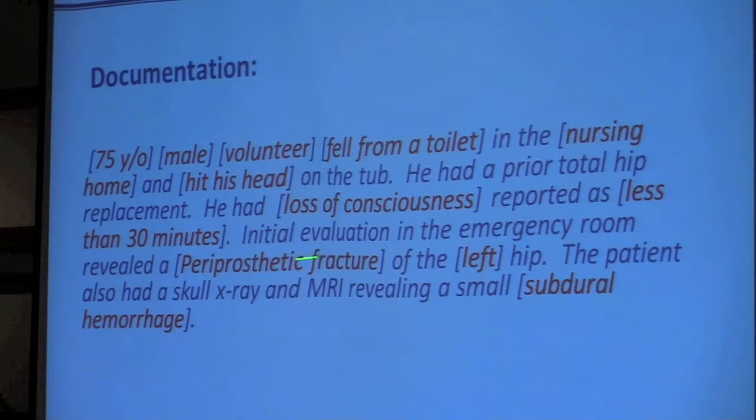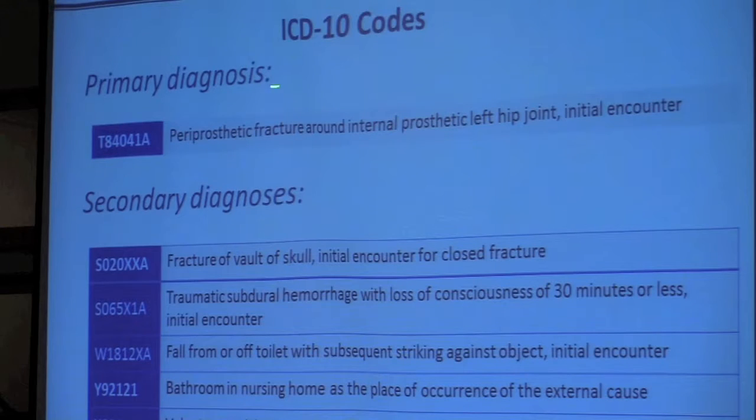He was initially evaluated in the emergency room, and he was revealed to have a periprosthetic fracture of the left hip around the prosthesis. The patient also had a skull X-ray and MRI revealing a small subdural. You're the orthopedist seeing this patient in the emergency room. You note all of this, and you know those things may or may not be important, but basically you're looking at this and asking, what do I code? Well, number one, what's the reason the patient came to the emergency room?